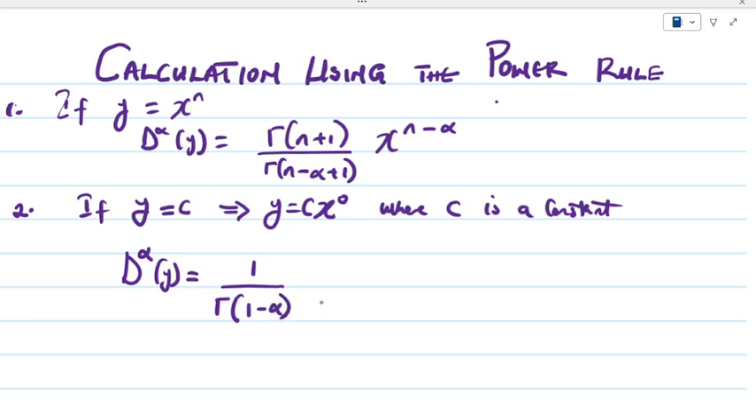where alpha is the order of the derivative, and then we have the constant over x raised to the power alpha, and here our alpha is in the range of 0 to 1.